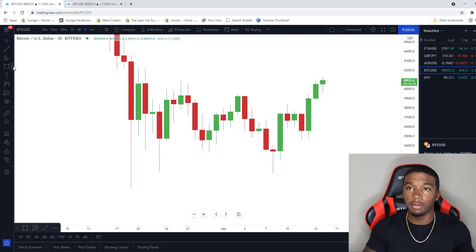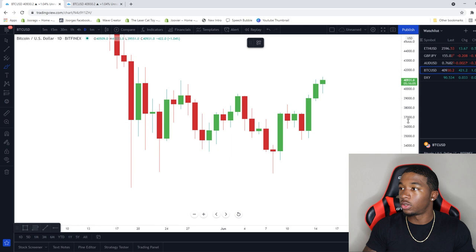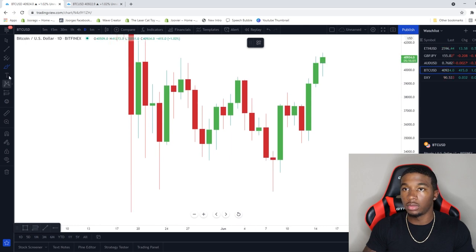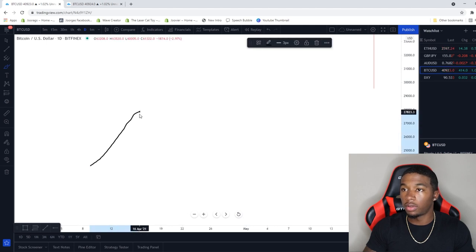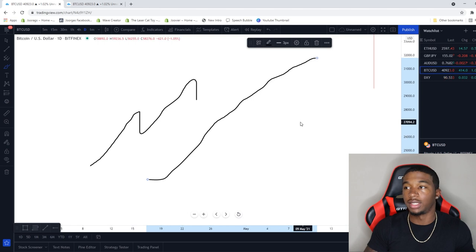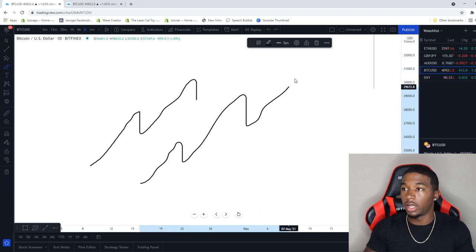So what I mean by that is, price doesn't just go straight up. Price goes up, then down a little bit, up, then down a little bit, up and down a little bit. So for example, let me draw it out for a second. Price goes up, down a little bit, up, down a little bit. Price never goes straight up like that. That's just not what price does. Like I said, it'll go up, down a little bit, up, down a little, up, down a little.